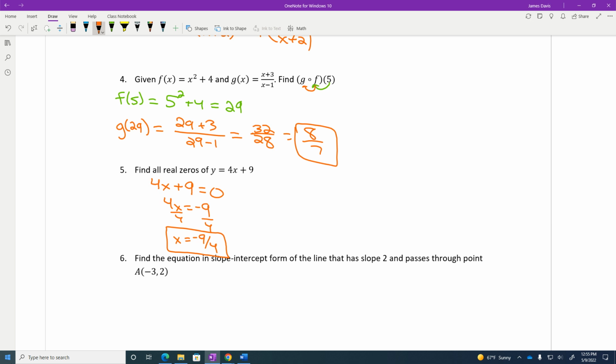So just go down, func, hit enter. Then you're going to hit y equals, and you should have your equation screen now, your y's, y1, all that stuff. And our equation was y equals 4x plus 9. So we're just going to type in 4x plus 9 and graph it. So there we go. It's just a typical linear equation.